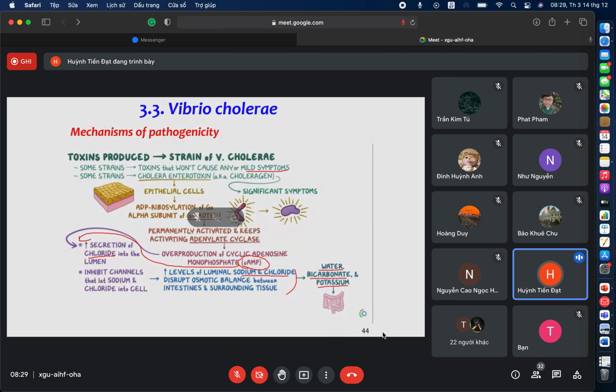Potassium. So all are very essential: the water, for maintaining the fluid balance, and bicarbonate, involved in the acid and base balance. I will explain that for you. And potassium is very important for the intracellular electrolytes. Loss of these can lead to diarrhea and the loss of nutrients.